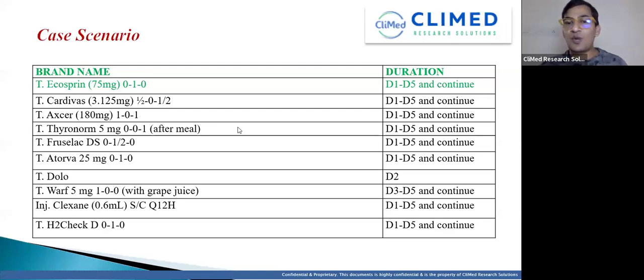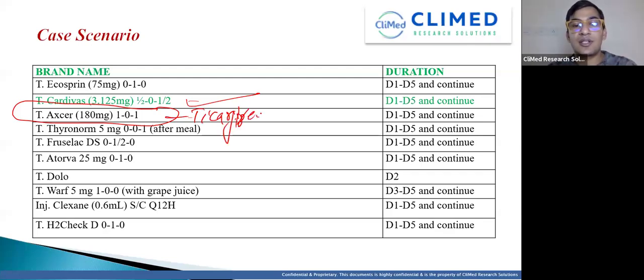Okay, let's go one by one. See, Cardivas. Cardivas is correct. What about XR 180 mg, guys? No one has told about XR 180. Is it correct or wrong? XR 90 mg BD, wrong dose. See, this is ticagrelor.